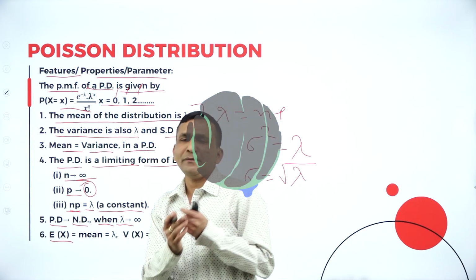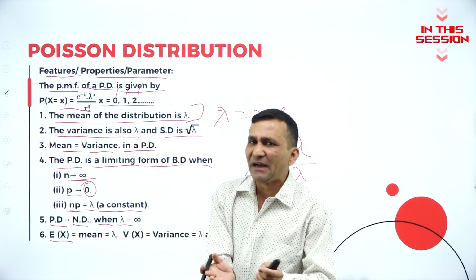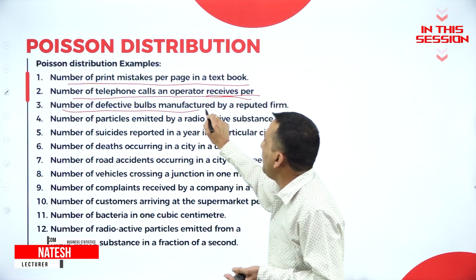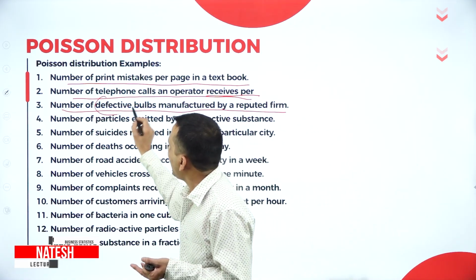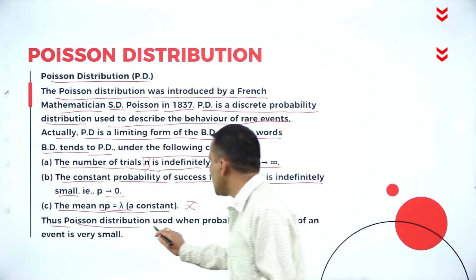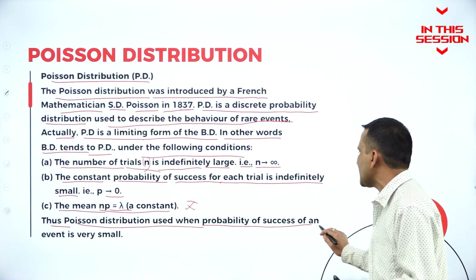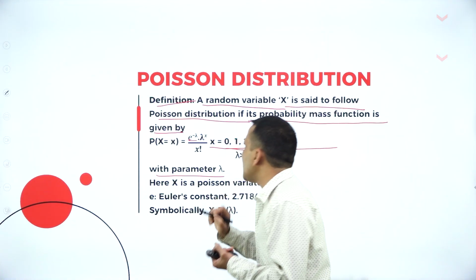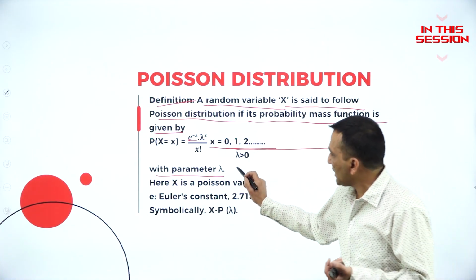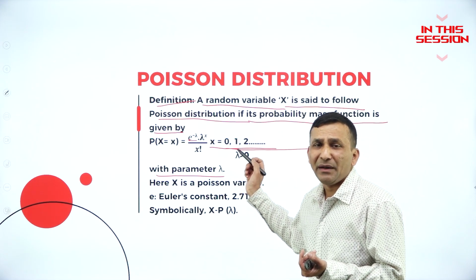E of x is nothing but your theoretical or expected number of defective bulbs manufactured by the reputed company; defective is identified here. So the Poisson distribution is used when the probability of success of an event is very small, with the parameter lambda, where lambda is nothing but your x bar or arithmetic mean.